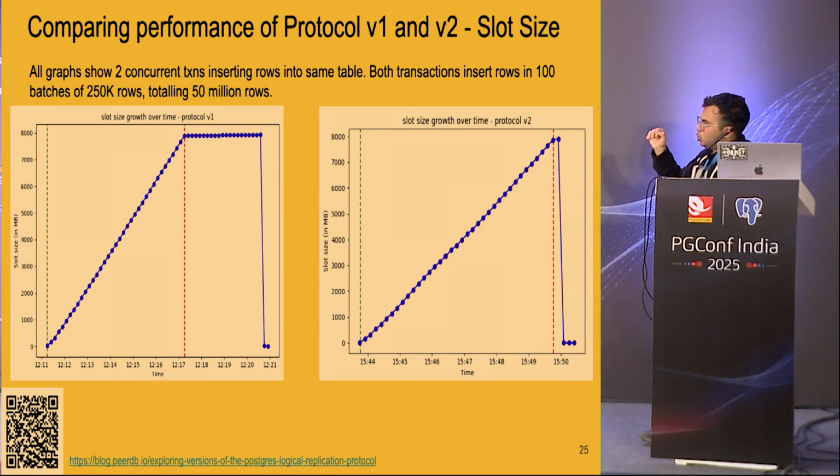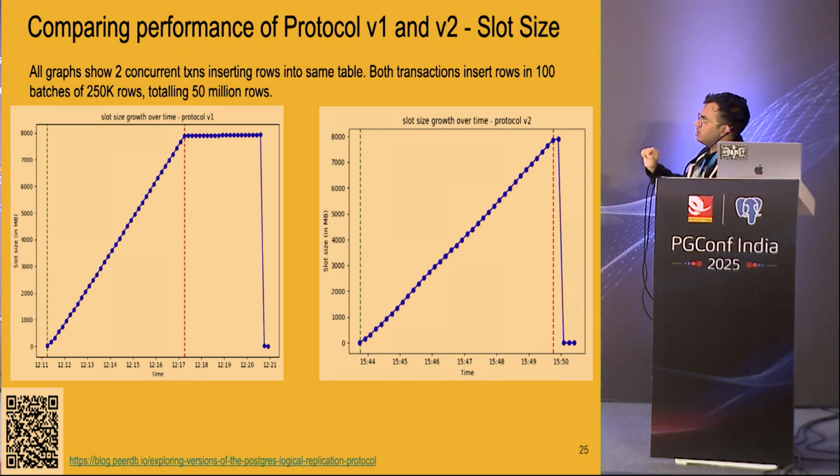Now if a transaction is going on for a long time, you retain a lot of changes for the transaction to be decoded. So you can see that as a large transaction progresses, you end up hitting roughly 8 GB of WAL. This is just a consequence of how logical replication works. Unless a transaction is decoded, you have to keep the WAL that the transaction needs available. So protocol version 2 doesn't really help with that.